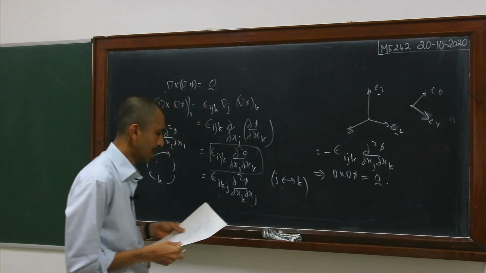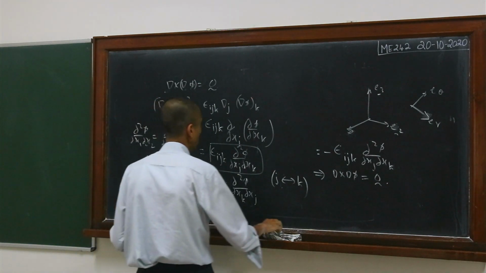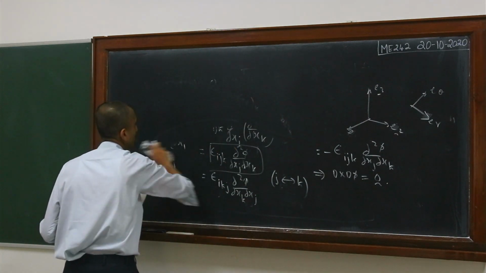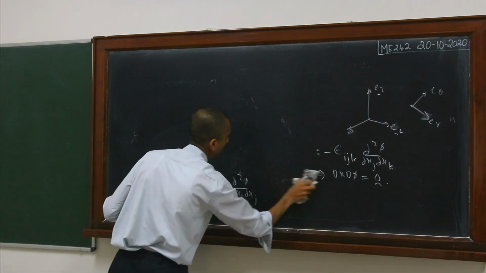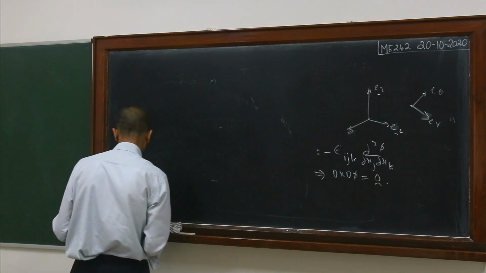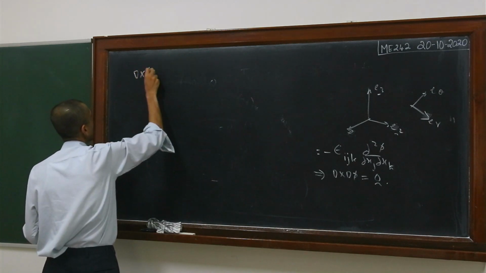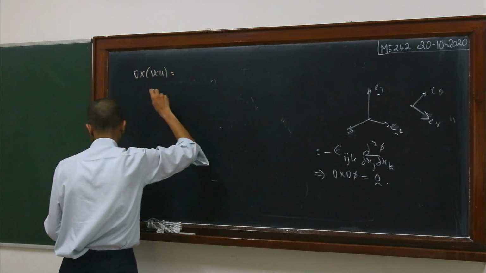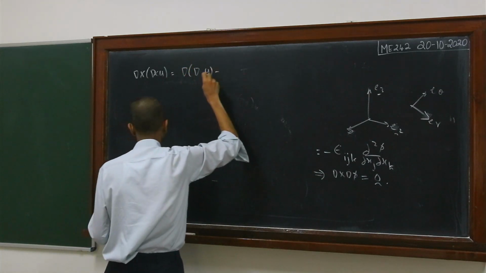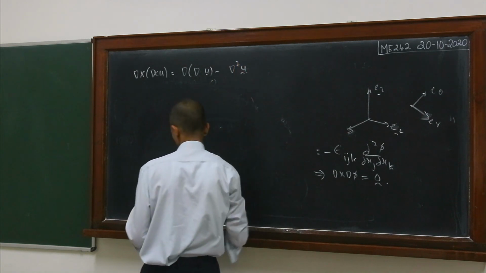As I said, this is a very useful result, and we'll use it in a lot of places. Yes. Then we'll move on. So the next identity we will show: we will try to show that del cross u is equal to del of del dot u minus del square u. This is another identity.